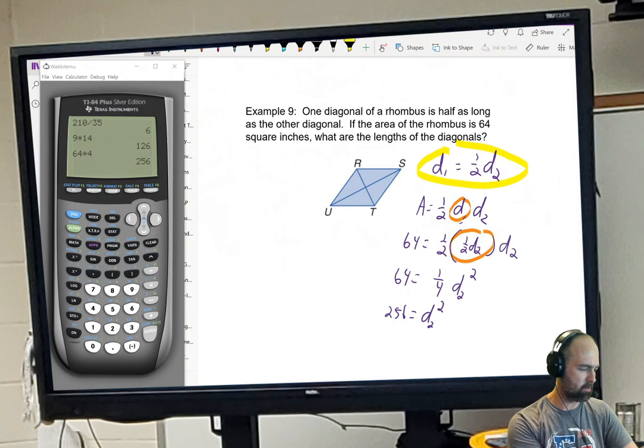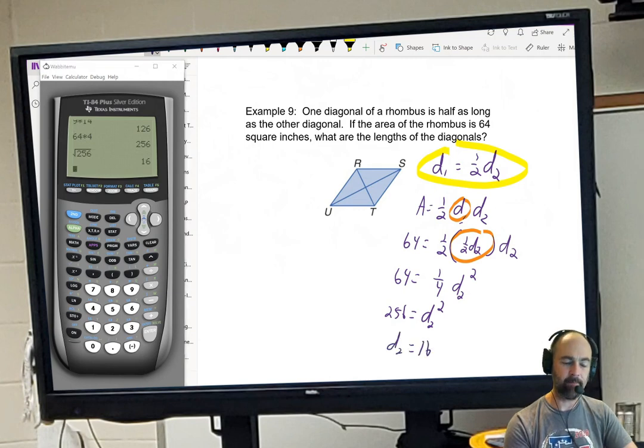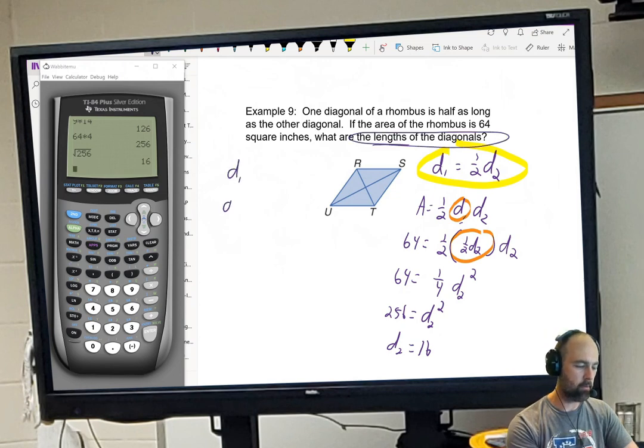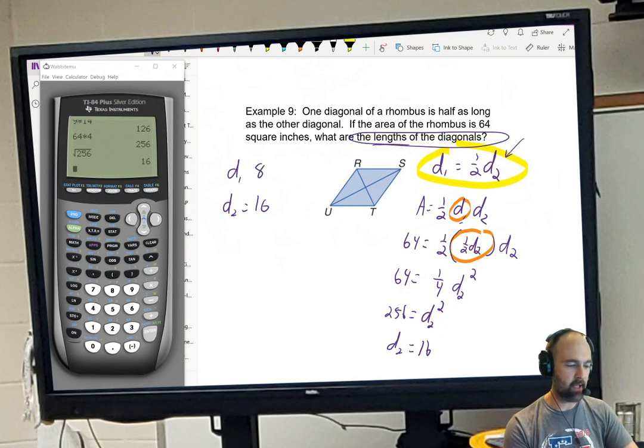I know I've already done that today, but my memory is going away. Yep, it was 16. So diagonal 2 is equal to 16. Now, we want to know the length of both diagonals. So I know D2 equals 16, and over here I can see that D1 is 1/2 of that, so it's just going to be 8. And earlier my units were square inches, so these are both inches.